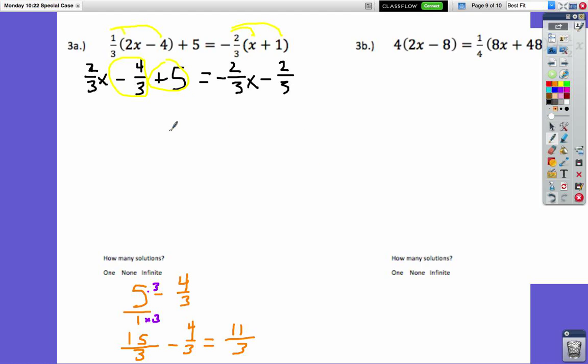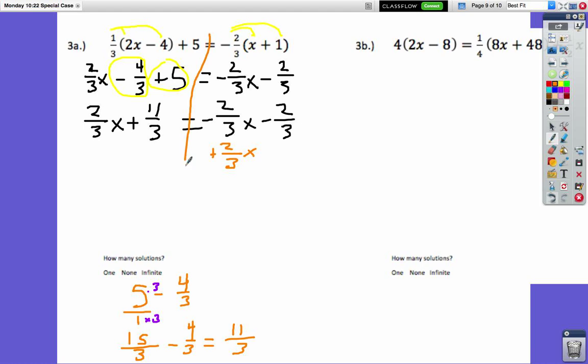So I'll write that in. So 2/3 x, sorry, it's going to be plus 11/3 equals negative 2/3 x minus 2/3. Okay, so now we have variables on both sides, so I'm going to add 2/3 x to the right. Draw my balance line here so you can see, and then add 2/3 x to the left. I want to get my x on only one side.